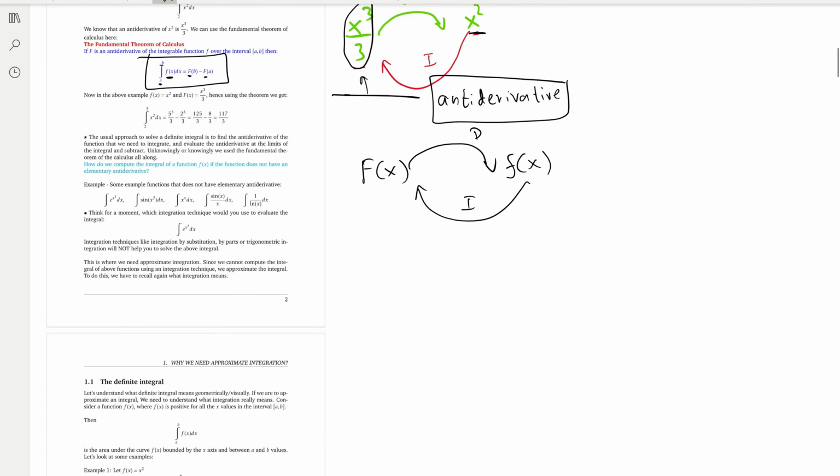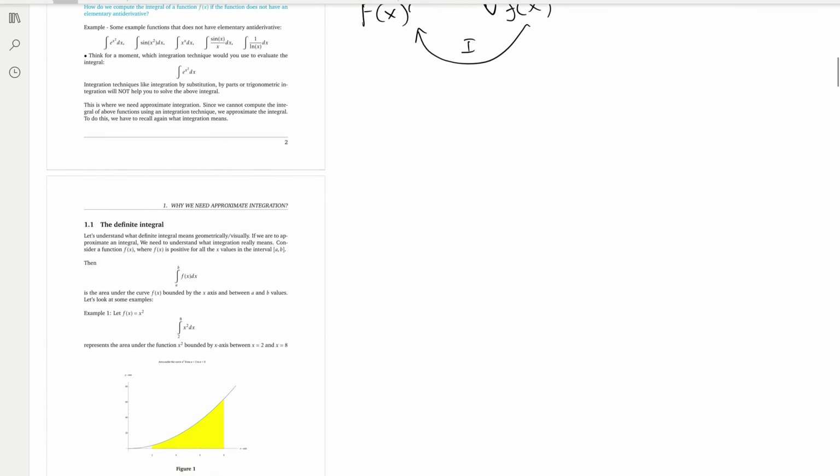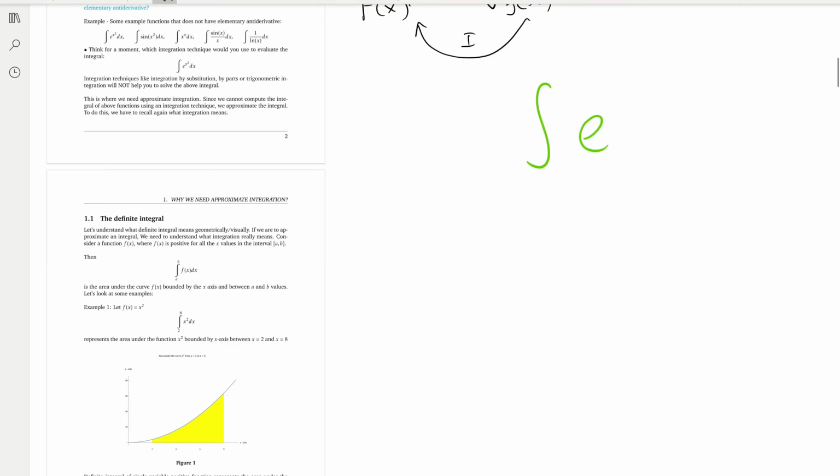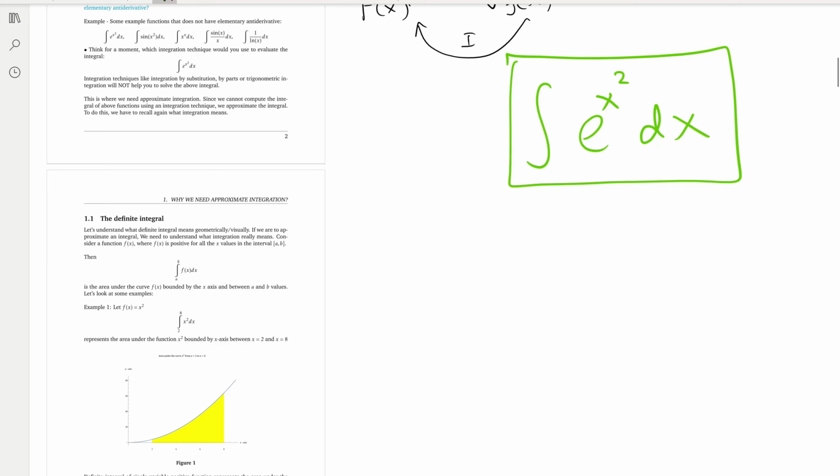I just wanted to review that. Let's take this interesting function, e to the x squared. Now think about a way to integrate e to the x squared. Think about the method: integration by parts, integration by substitution, or a combination of them.